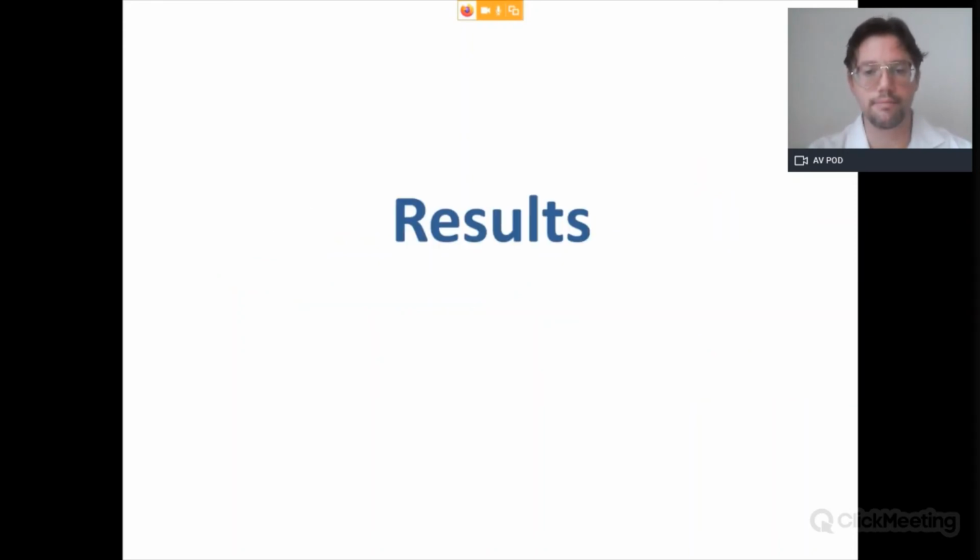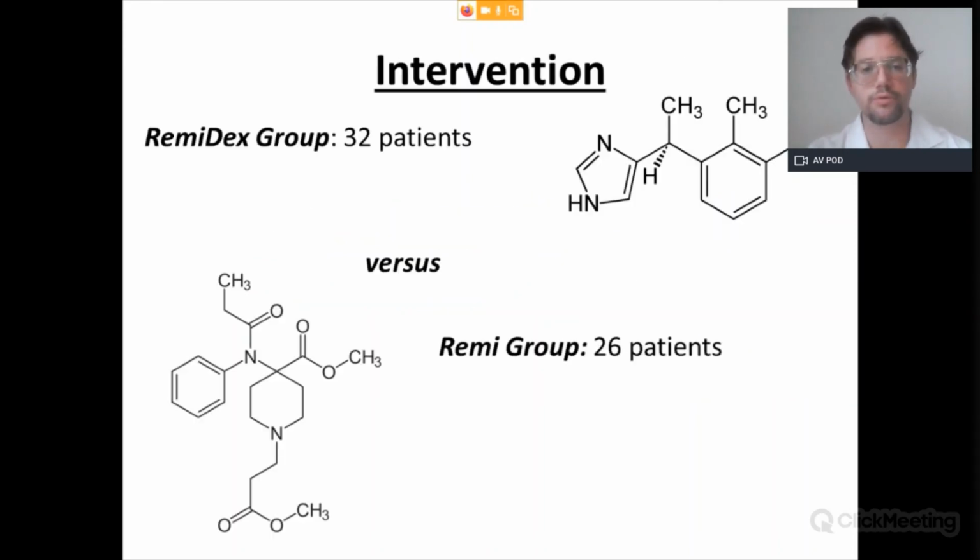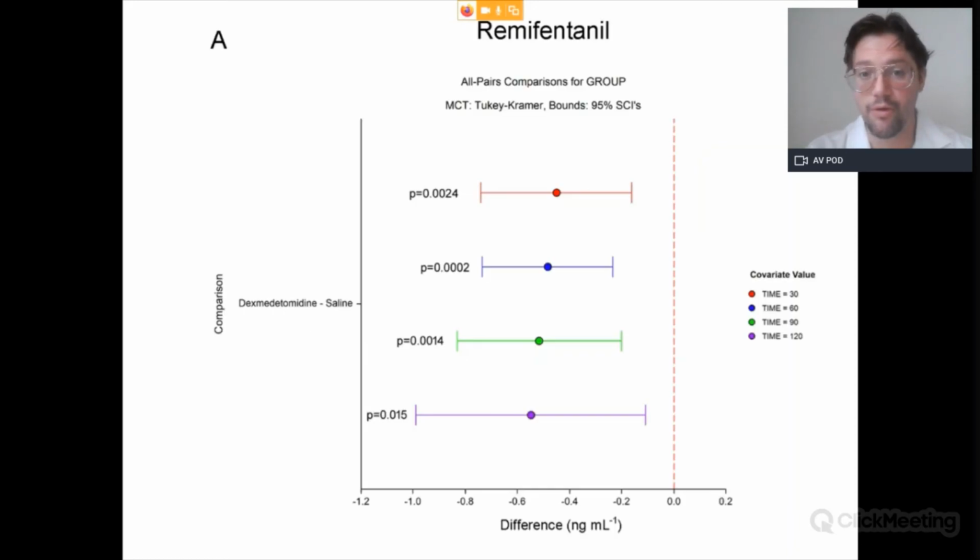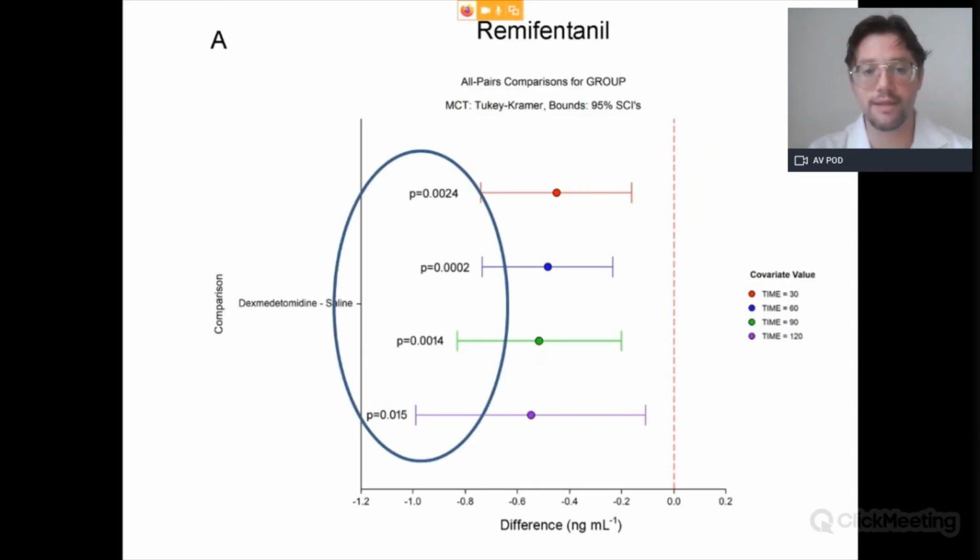So what did we see? We saw some pretty compelling results. In the 32 patients that received dexmedetomidine in addition to propofol and remifentanil versus the 26 patients that only received propofol and remifentanil, we saw a statistically significant difference in the amount of remifentanil needed. So there was less remifentanil required in the dexmedetomidine group. In other words, dexmedetomidine was an agent that spared opioids.